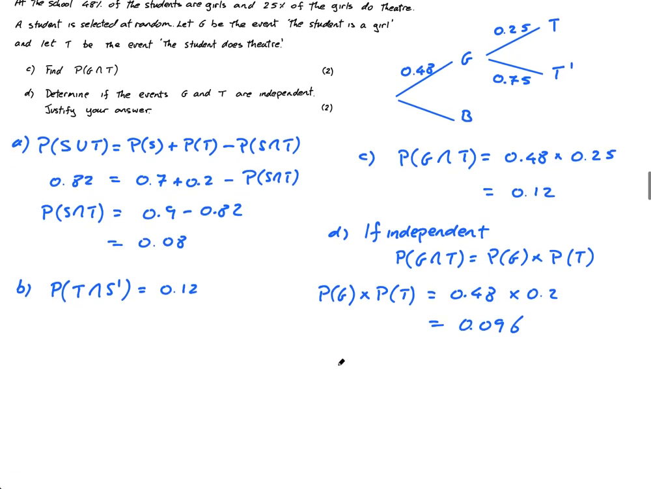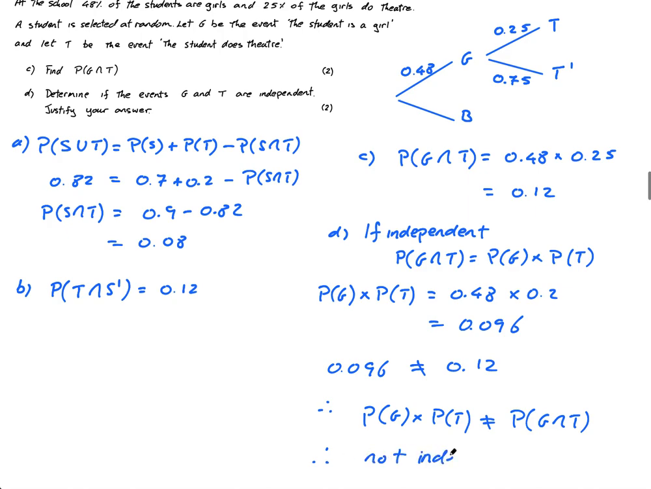Now, clearly, this 0.096 is not equal to this. So I'm going to say, because this is justifying my answer, 0.096 is not equal to 0.12. Therefore, the probability of G times the probability of T is not equal to the probability of G intersection T, therefore not independent. So I've stated it at the end, but I've justified it here because I have shown that this formula is not satisfied or does not work.